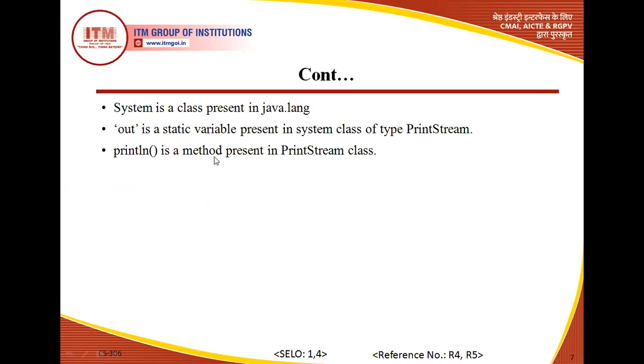Out is a static variable present in the System class, of type PrintStream. Next one, what is println? Println is a method present in the PrintStream class. Clear, everyone? So these are in the place of println.